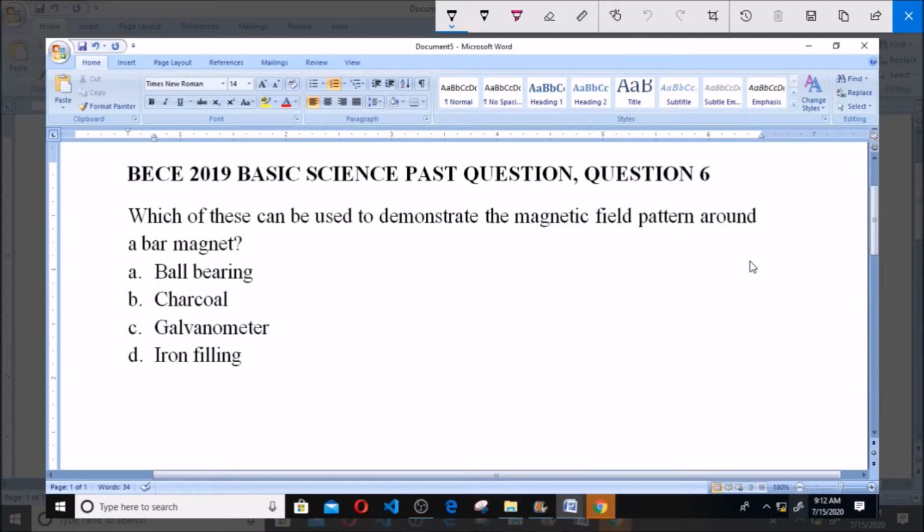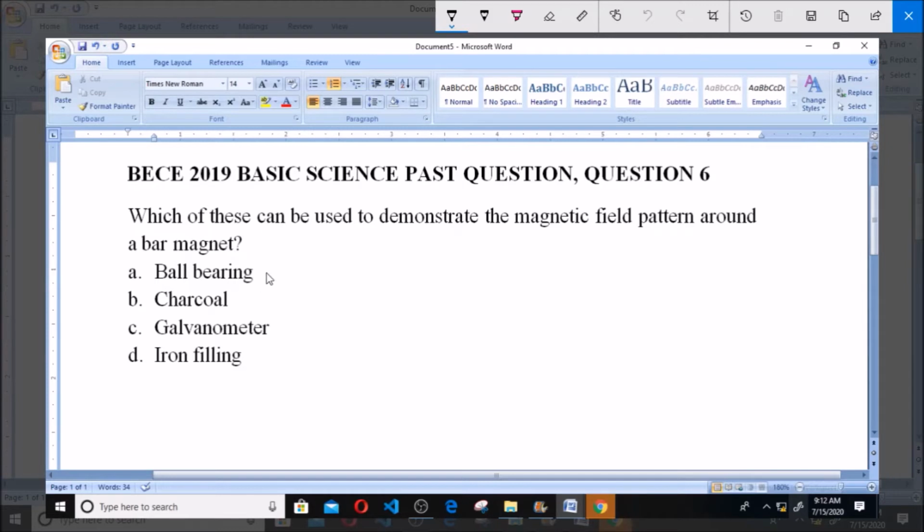Which of these can be used to demonstrate the magnetic field pattern around a bar magnet? A. Ball bearing, B. Charcoal, C. Galvanometer, and D. Iron filing. Now I want us to take this option one after the other.